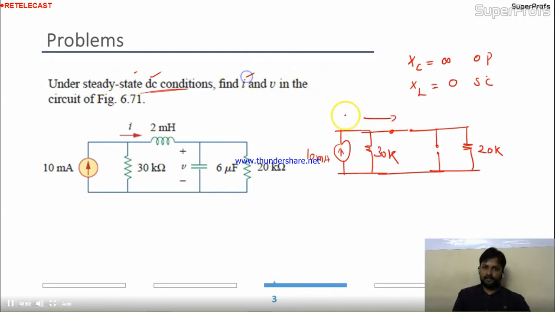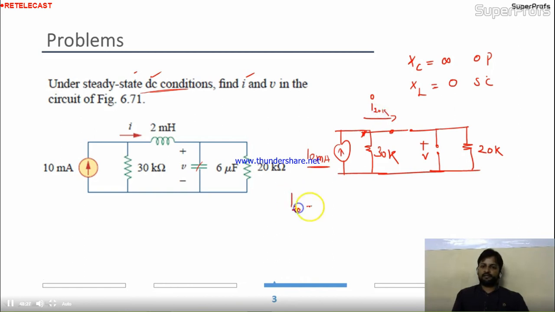They're asking for the current I, and they're asking for the V. Where is the V? V is over here. Now the 10 milliampere current is coming, and here the current is getting divided into two parallel connected elements, 30k and 20k. Can I apply here the current division rule? Yes, I can apply. I need to get the current in 20k.